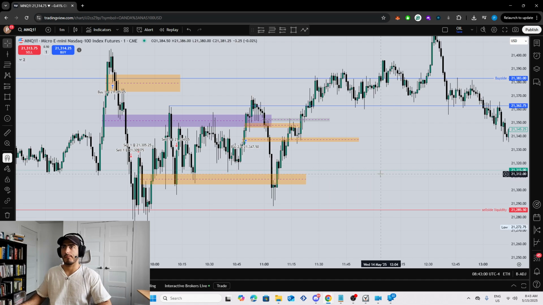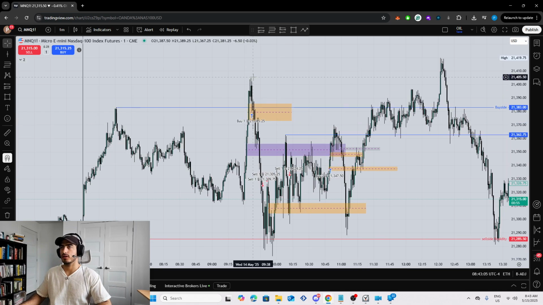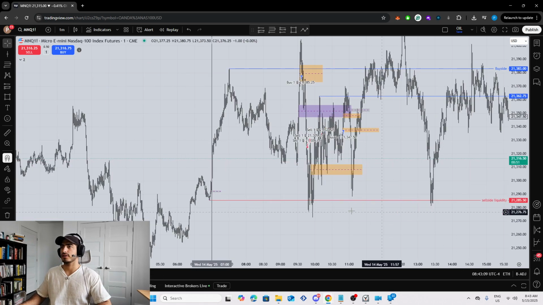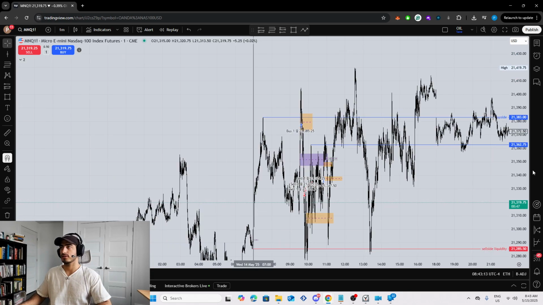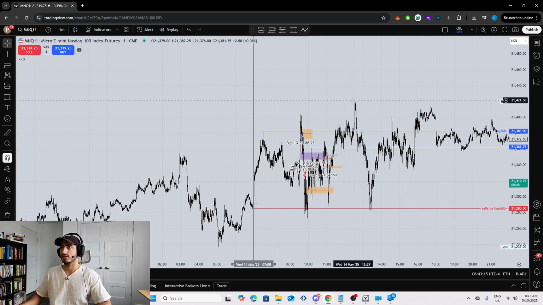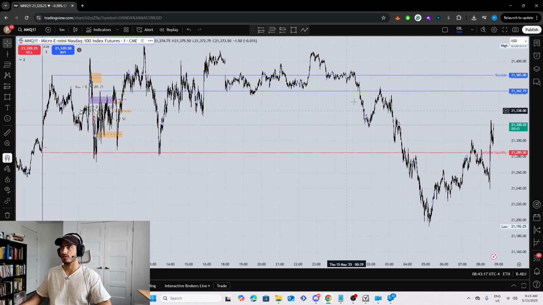So yeah, took this liquidity and came back up to take the highs of the day again. All to come right back down, not take these lows, create relative equal lows again, not take these highs, and then smash it in London session.